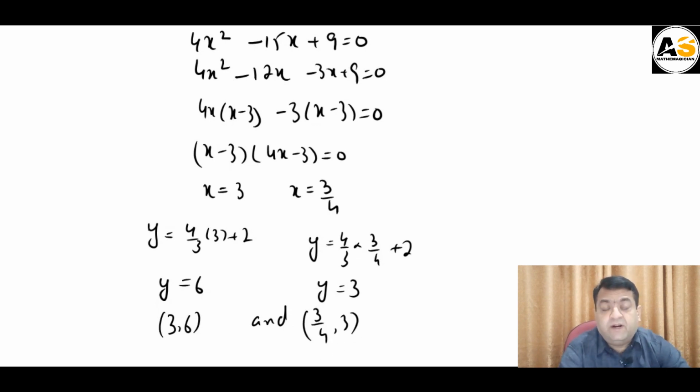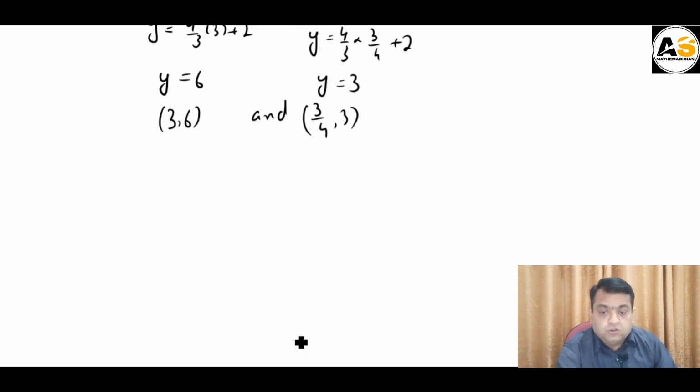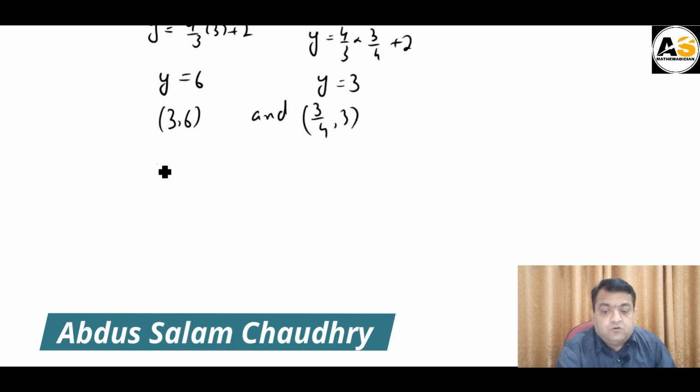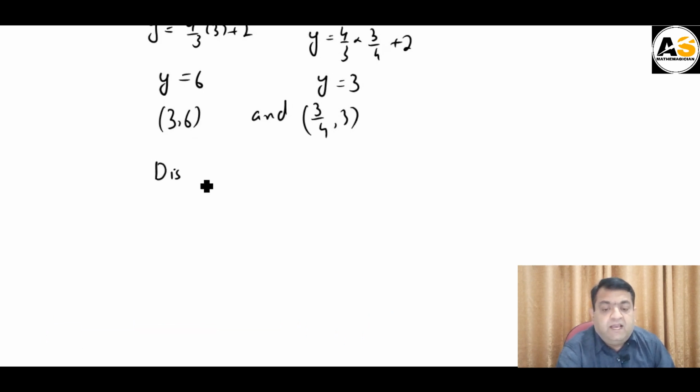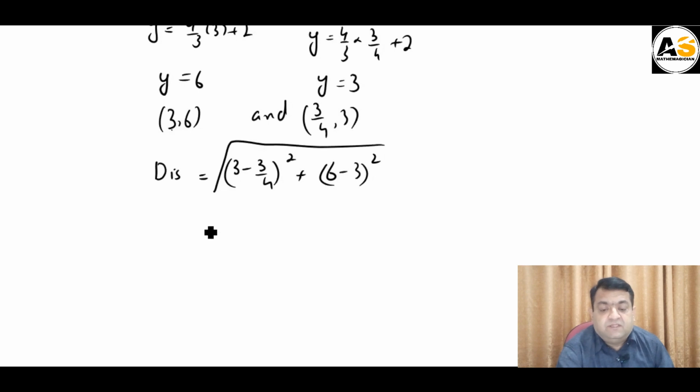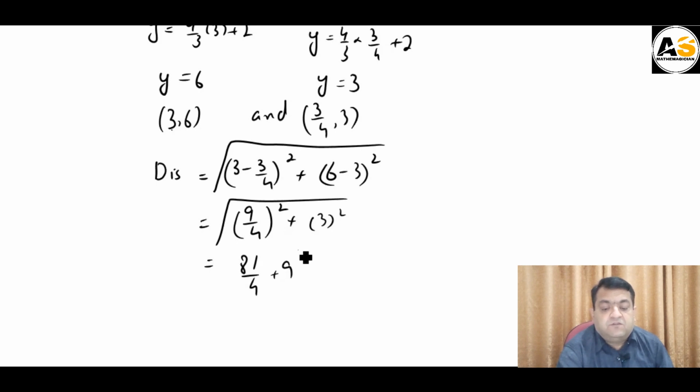We were not required to find these points. Actually, we were required to find the distance between these 2 points. So, the distance between these 2 points, I will use the distance formula, x1 minus x2 square, 3 minus 3 over 4 square, plus y1 minus y2 square, and its square root. This will be the square root of 9 over 4 square plus 3 square. This will be 81 over 16 plus 9.